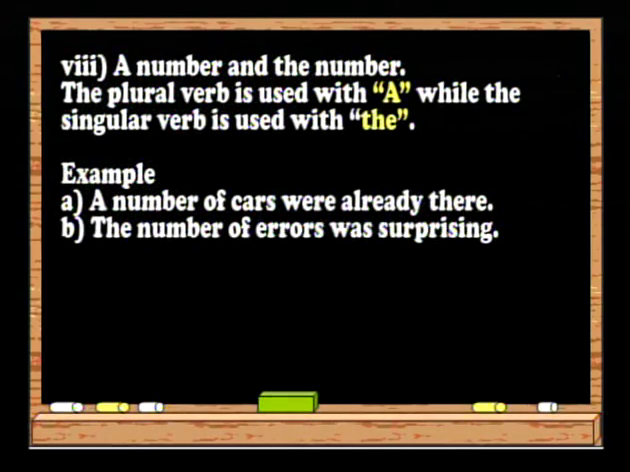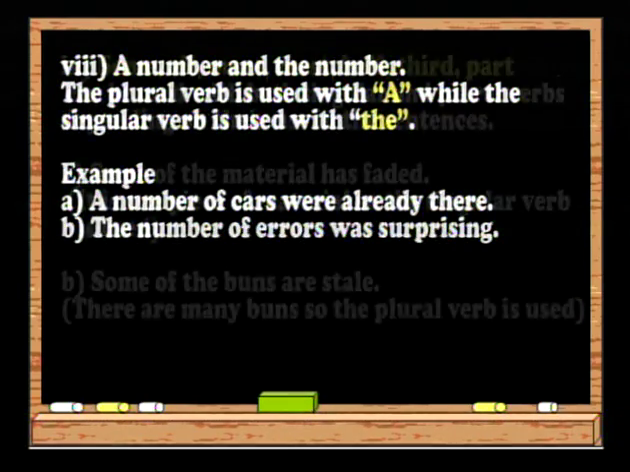A number and the number. The plural verb is used with a, while the singular verb is used with the. Example, a number of cars were already there. The number of errors was surprising.